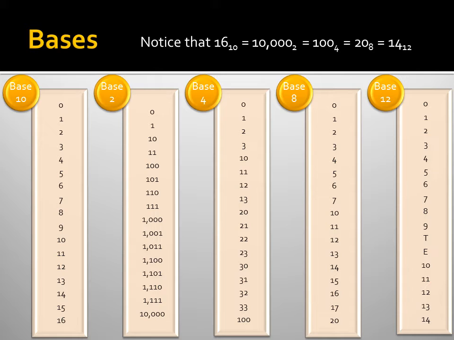Notice also across the bottom of each one of these tables, notice that 16 base 10 is the same as 10,000 base 2, which is the same as 100 base 4, which is the same as 20 base 8, and which is also the same as 14 base 12. All those numbers are exactly the same number, just in different bases.